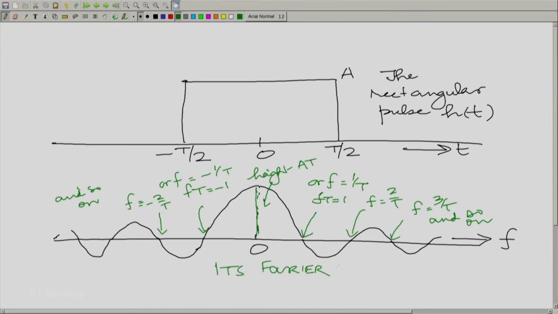So, we have its Fourier transform H of omega, or H of 2 pi f, if you want to call it that. Now, let us make a few observations about this. The first thing is that the function is limited in terms of its occupancy of the time axis. It goes only from minus T by 2 to plus T by 2. On the other hand, the Fourier transform in principle lasts all over the frequency axis.